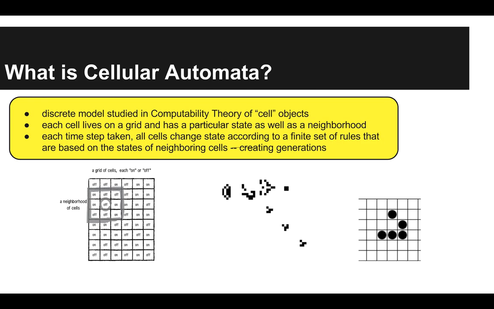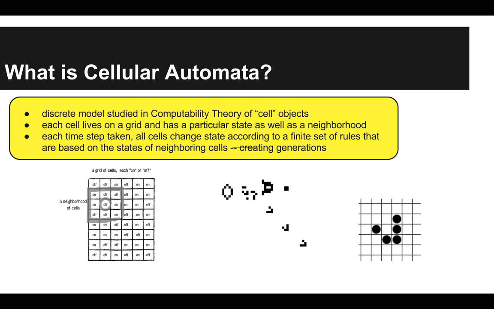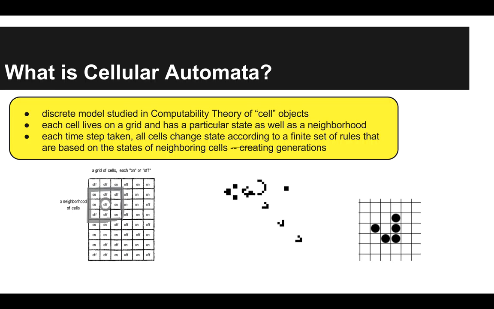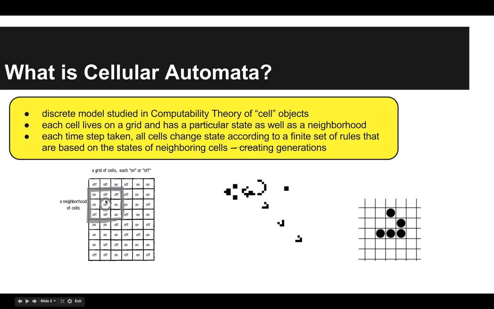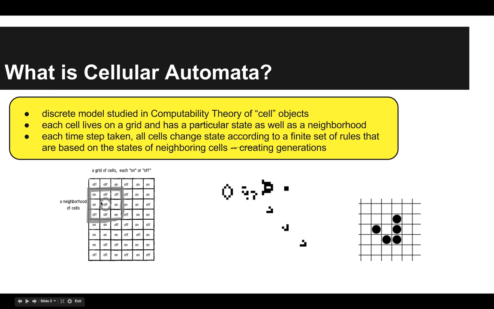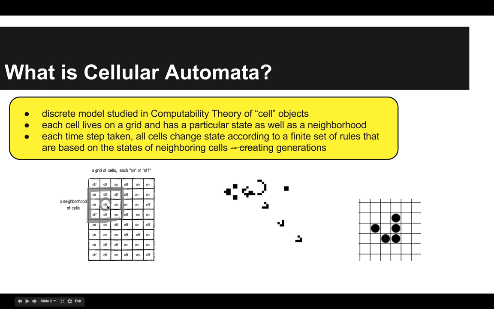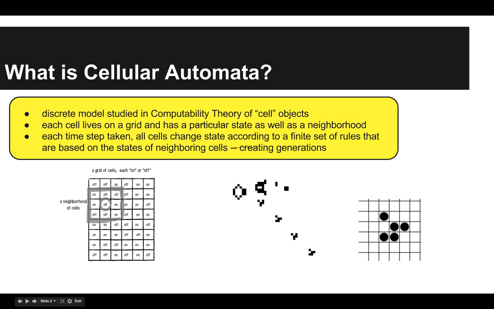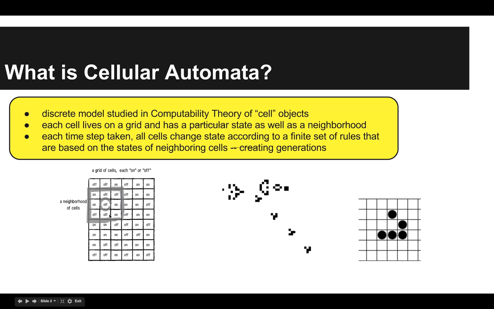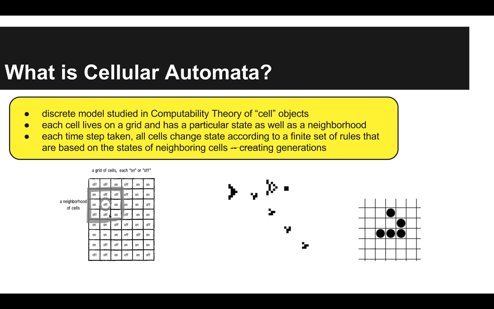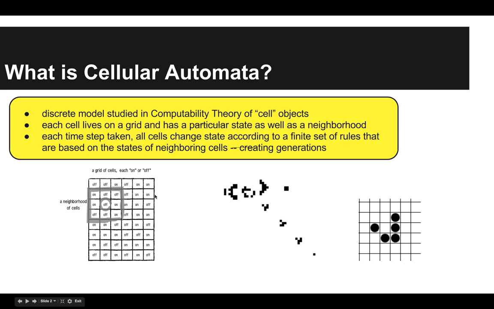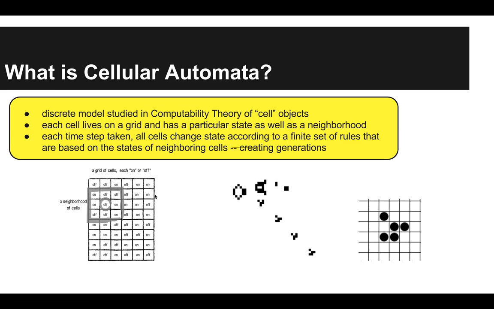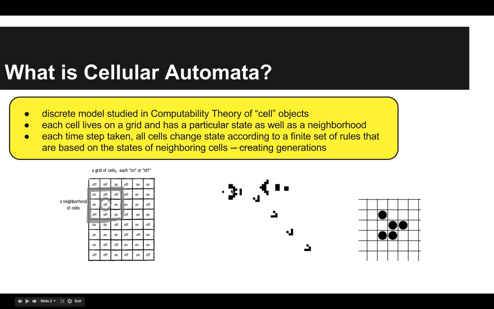So what's cellular automata? It's a discrete model studied in computability theory of cell objects. Each cell, like this one, lives in the grid and has a particular state. In this case, this is the grid and this state is off. It's surrounded by a bunch of other cells, which are referred to as the neighborhood. Each time step taken, all cells change state according to some rules, which we'll see later, that are based on the states of the neighboring cells.